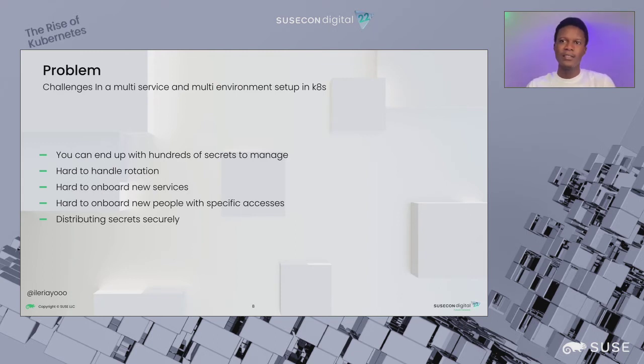And because you're just using Kubernetes, you may not have that functionality of secrets rotation, because that's one of the good practices to embrace, to rotate your secrets regularly. And your system is evolving, you're having multiple services. It becomes harder and harder to onboard people, to onboard services, and to give accesses. So distributing secrets securely can be a pain.